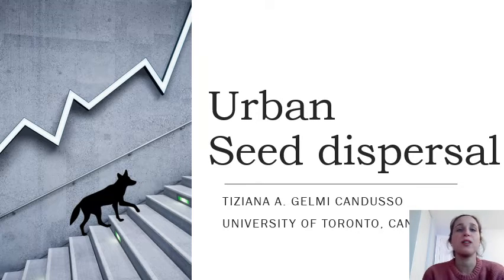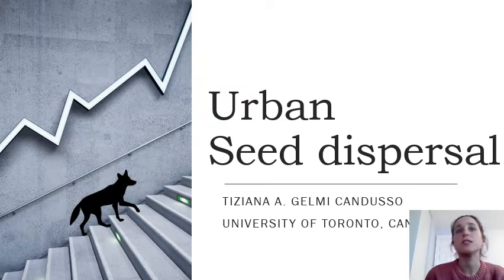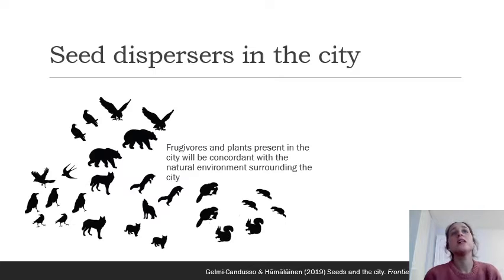I'm here to talk about seed dispersal in the cities and a general overview of how cities interfere with seed dispersal that we found out through the literature with Annie Hamelin last year. So let's talk about the seed dispersers in the city. The seed dispersers in the city are going to be very much concordant with the seed dispersers around the city. Here you see all the fauna of Ontario, where I'm located right now, and we'll check out the differences between the fauna surrounding the city and the fauna within the city.